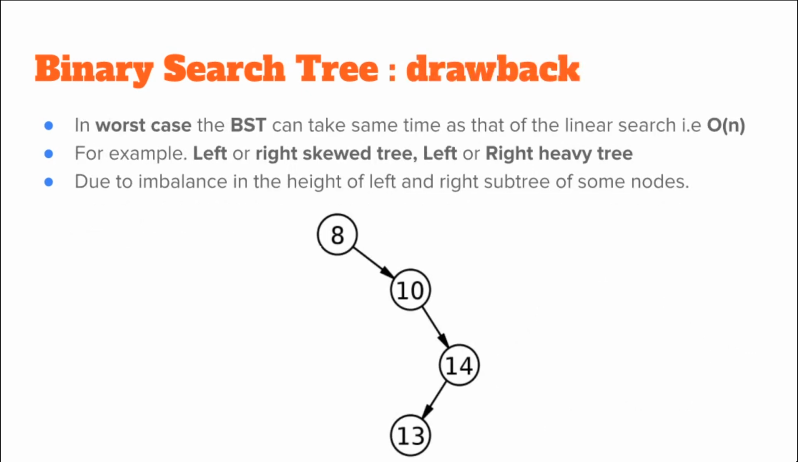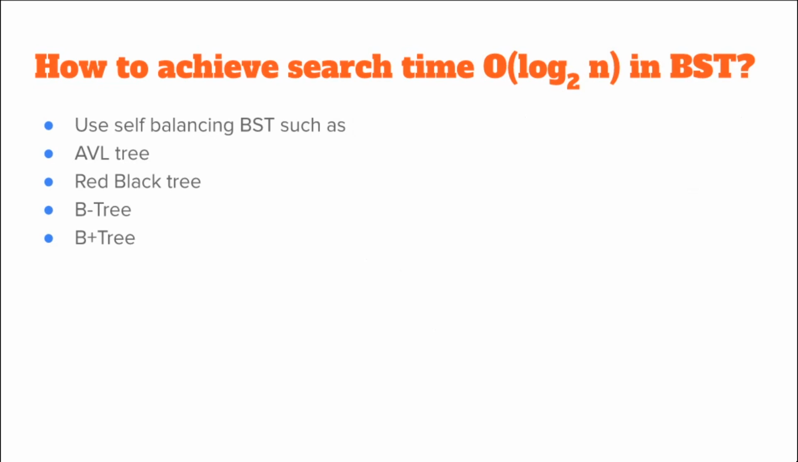But in the worst case, for example ascending order sorted data, a binary search tree will be a right skewed tree. In a similar way, because of input data, a binary search tree can be left skewed or left heavy or right heavy tree. In such cases, worst case time complexity tends towards big O of n rather than log of n base 2. In order to resolve this drawback, various height balancing approaches are suggested, such as AVL tree, B tree, B plus tree, and red-black tree. So in this video, we are going to see how red-black tree works.